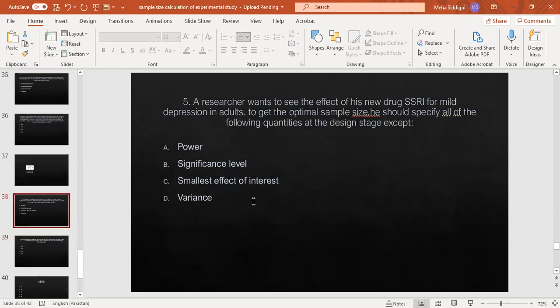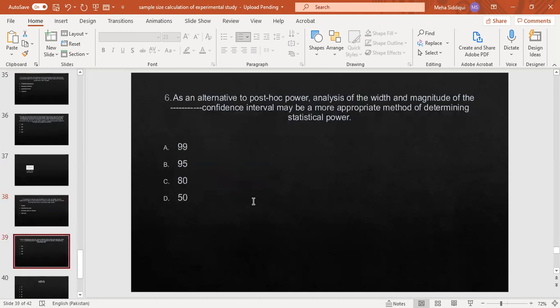A researcher wants to see the effect of his new drug, an SSRI, for mild depression in adults. To get the optimal sample size, he should specify all of the following quantities at the design stage except: power, significance level, smallest effect of interest, variance. Variance. Yes, the right option is variance. As an alternative to post hoc power, analysis of the width and magnitude of blank confidence interval may be a more appropriate method of determining statistical power. 99 or 95? The right answer is 95.